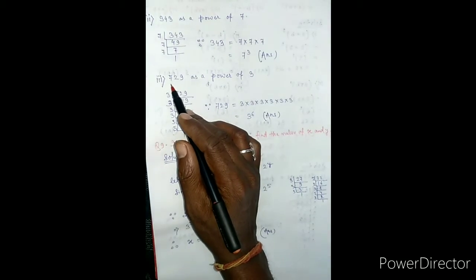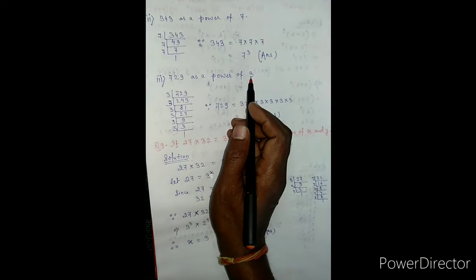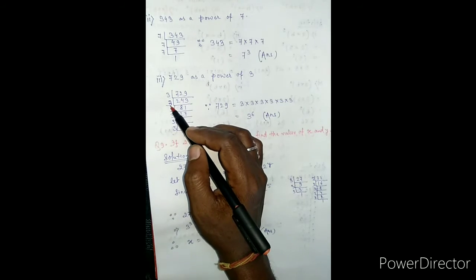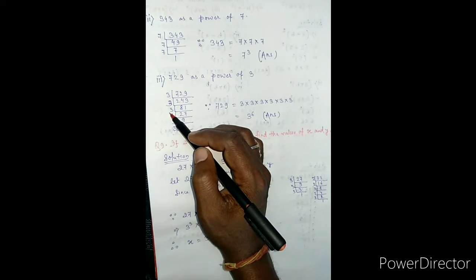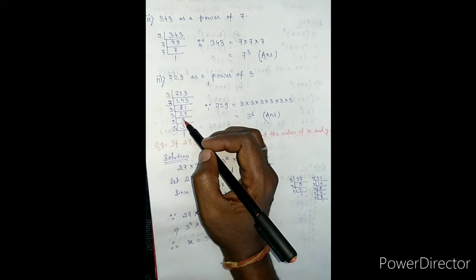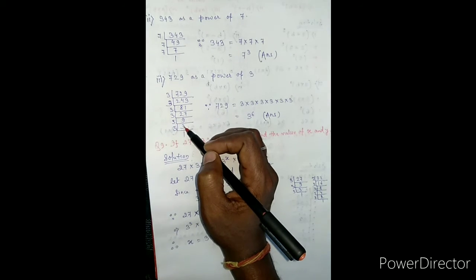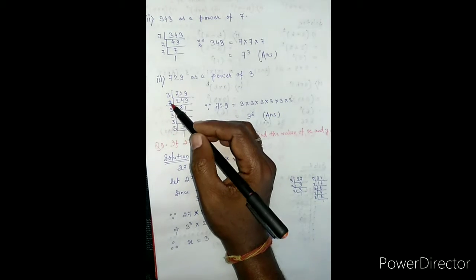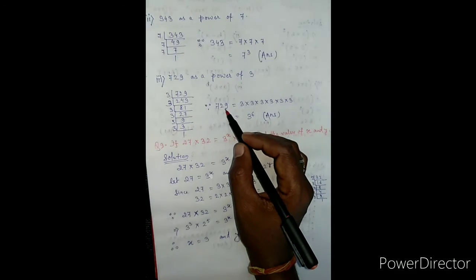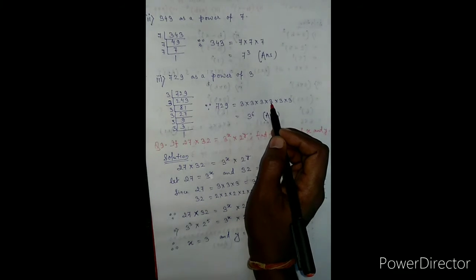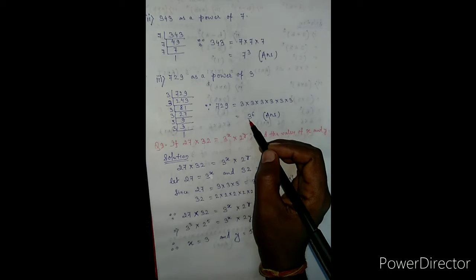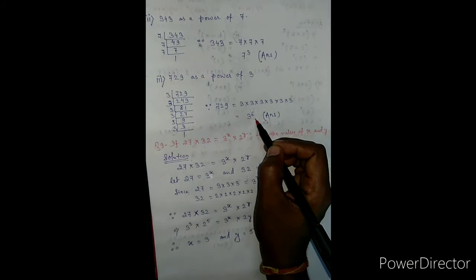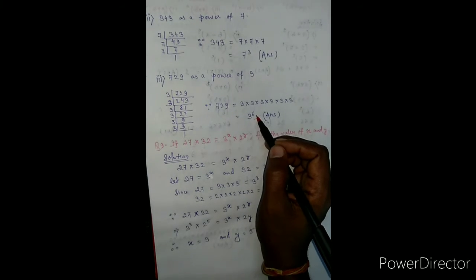Now question number 3, 729 as the power of 3. So 729 we will divide it by 3, we get 243. 243 divided by 3 we get 81. 81 divided by 3 we get 27. 27 divided by 3 we get 9. 9 divided by 3 we get 3 and 3 divided by 3 we get 1. So 1, 2, 3, 4, 5, 6. 6 times 3 is appearing. The factor of 729 is 6 times 3. So here common base will be 3 and 6 times 3 is appearing, so its power will be 6. So this is the answer for this question, 3 to the power 6.